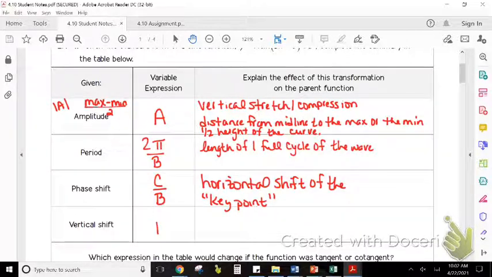And your vertical shift is your D. Remember, that's also called your midline. This is the vertical shift. To find it, remember, we can take our maximum and we can subtract out our amplitude.